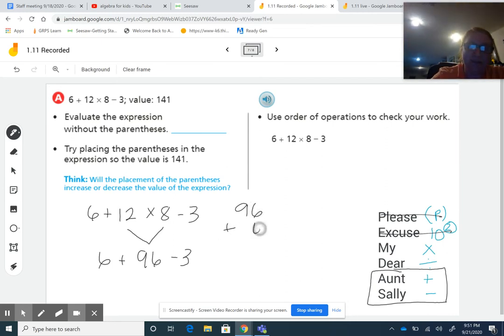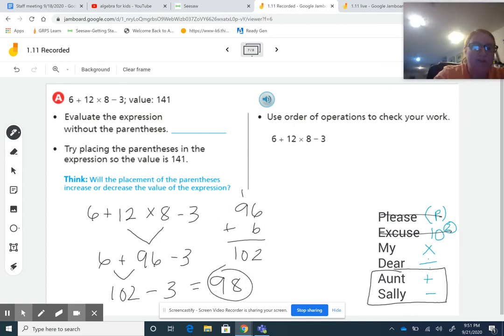96 plus 6 is 6 plus 6 is 12. And 9 plus 1 is 10. So that is 102 minus 3. 102 minus 3, 102, 101, 100, 99, 98. So the answer is 98. So without parentheses, our answer was 98.